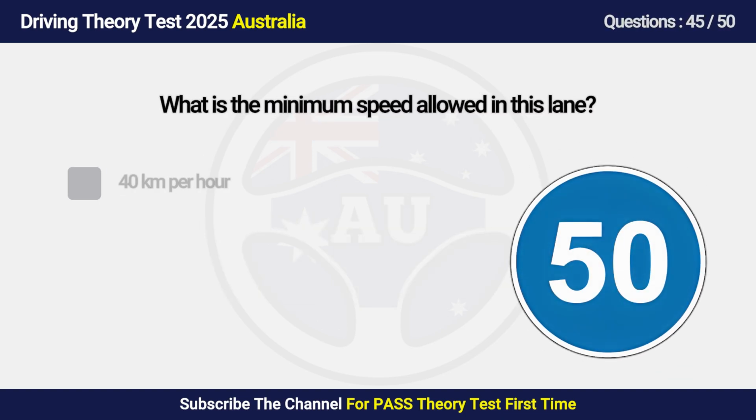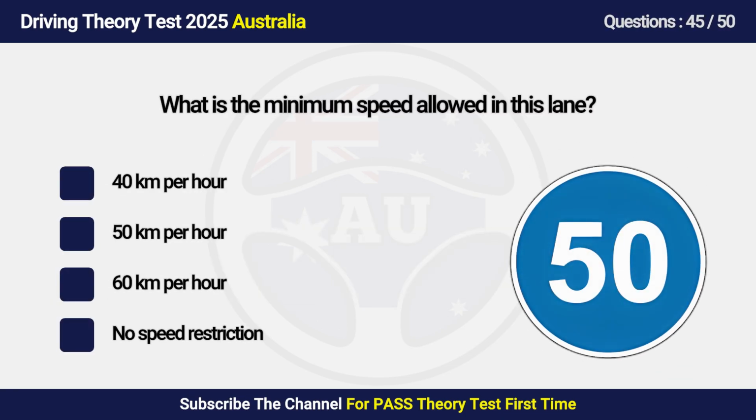Question 45. What is the minimum speed allowed in this lane? A. 40 per hour. B. 50 per hour. C. 60 per hour. D. No speed restriction.